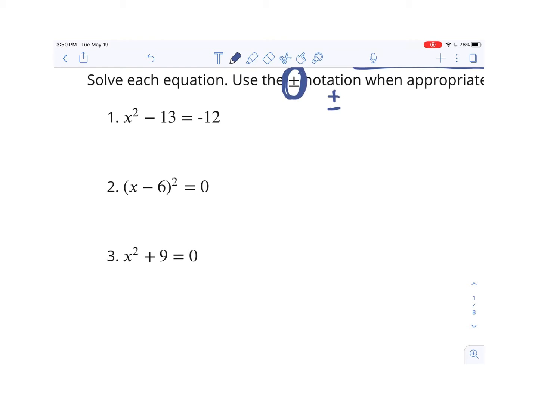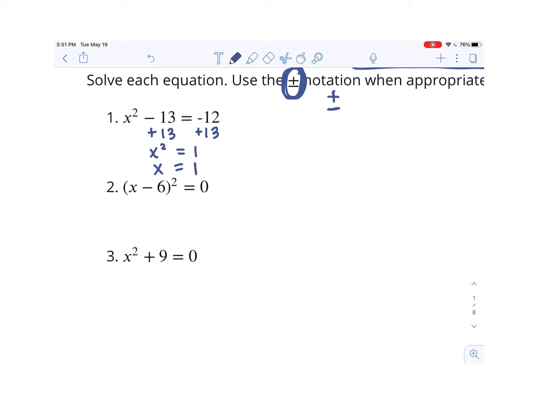Okay, so if I'm looking at number 1, to solve this, I could add 13 to both sides, and I'll get that x squared equals 1. And if I take the square root of both sides, I know that then x is going to be equal to the square root of 1, which is just 1.